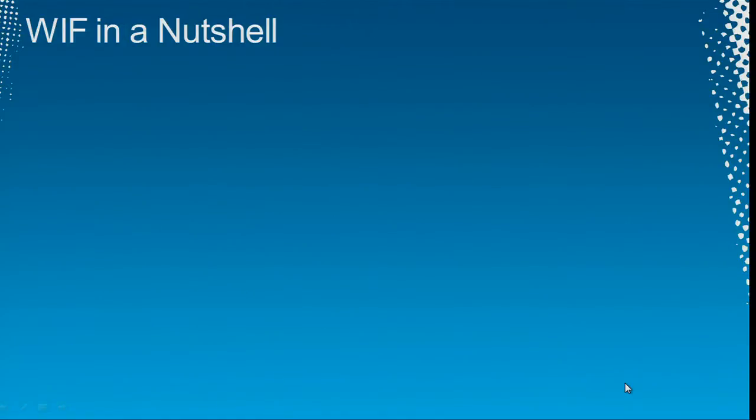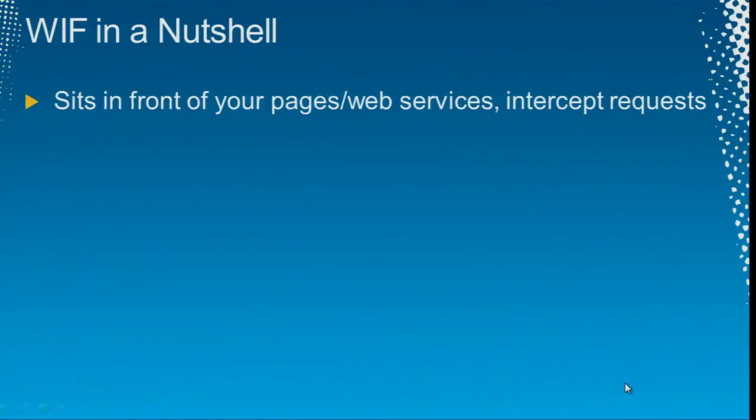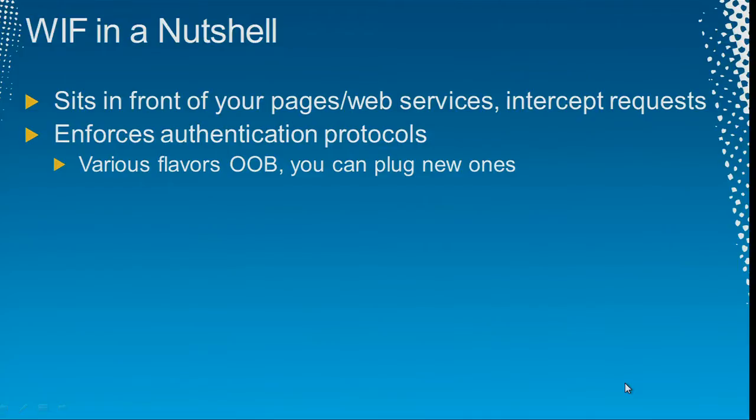So what does it do? Why do we use this thing? WIF is middleware. Middleware which sits in front of your application, be it a website, a set of pages, or a web service, something that you call programmatically, so without a browser. And it intercepts requests. And once it intercepts the request, what does it do? It enforces one authentication protocol.